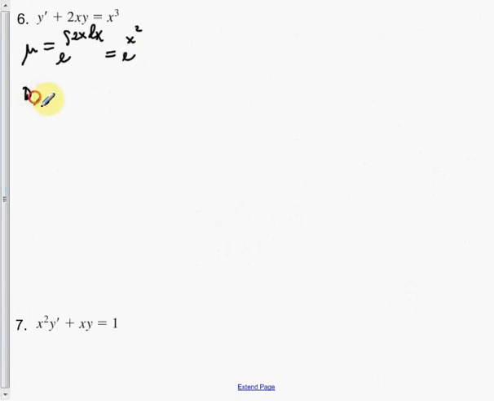And so here's how I do it. I just jump right to it. The left side is the derivative of the product of the integrating factor e to the x squared times the dependent variable y, is equal to, remember, I'm multiplying both sides by the integrating factor, so this is x cubed times e to the x squared. Integrate both sides.